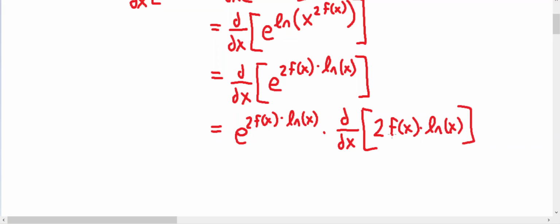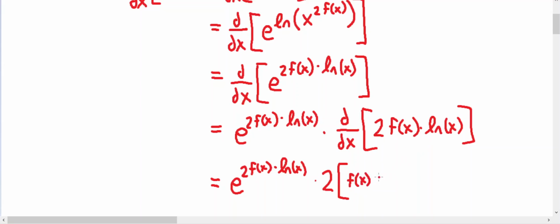This is nice because this breaks down to just a product rule, and the 2 can come through, because it's a constant and can pass through the d/dx operator. So what we're left with is e to the 2f(x) ln x times 2, and then we'll apply the product rule here. First, f(x) times the derivative of the second, which is 1 over x, plus the second, which is ln x, times the derivative of the first. Now, we don't know anything about f, so we'll just have f' here.